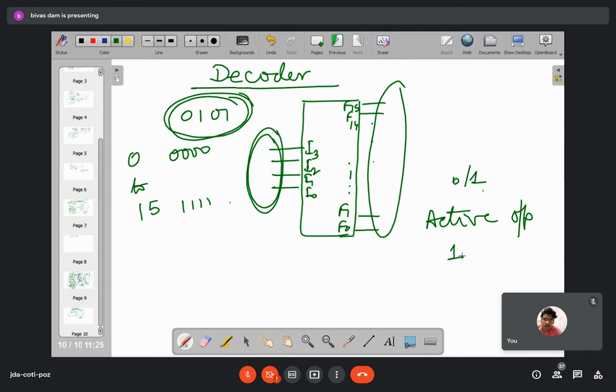If I go for the active low output concept, it does the reverse. The particular output which is active will produce a logic 0 output, and those outputs which are inactive will produce logic 1 output. That will be available in the active low output concept. Is everyone clear with it? Yes, sir. Fine. And by default, we will go for the active high output concept.